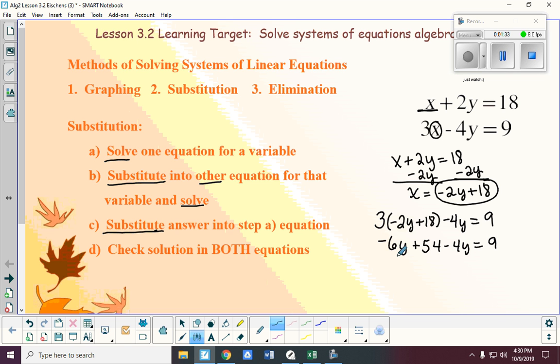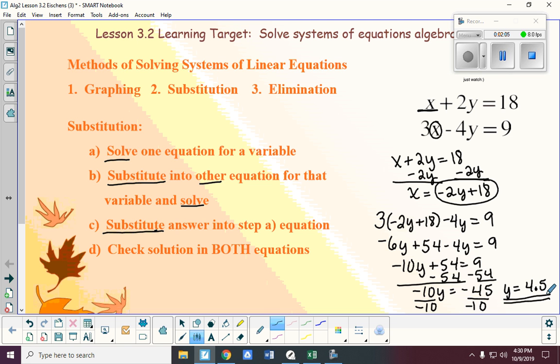Now we need to combine like terms, so negative 6 and negative 4 would give us a negative 10y plus 54 equals 9. And now we want to get the y term by itself, so we subtract 54. So negative 10y equals negative 45. Divide both sides by negative 10. So y equals a positive 4.5. So there is one of our answers right there, y equals 4.5.